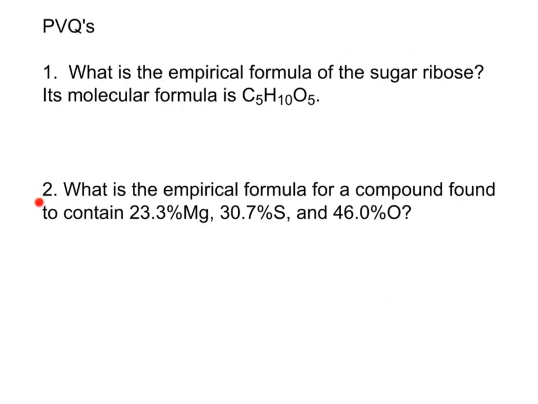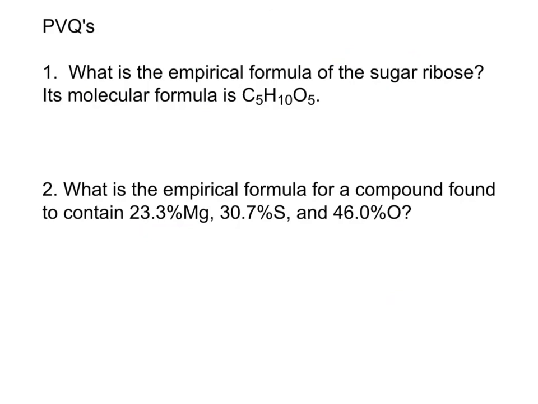The second one is going to require a little bit of calculation. What's the empirical formula for a compound found to contain 23.3% magnesium, 30.7% sulfur, 46.0% oxygen by mass? And again, I'm thinking magnesium, sulfur, oxygen is probably like magnesium sulfate or magnesium sulfite. So that would be what you're going to need to figure out.